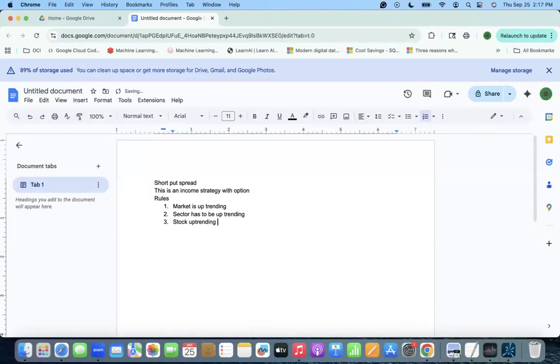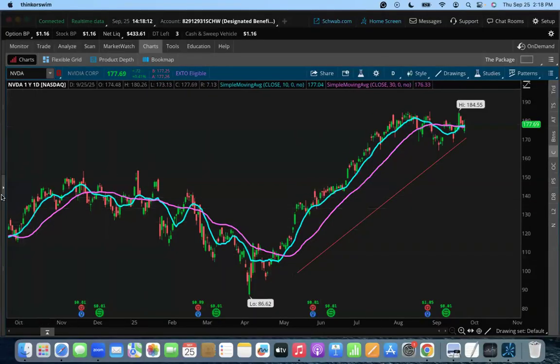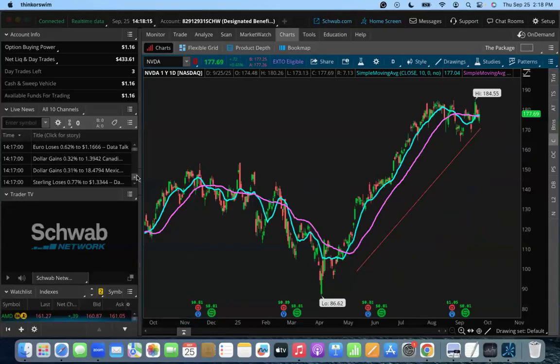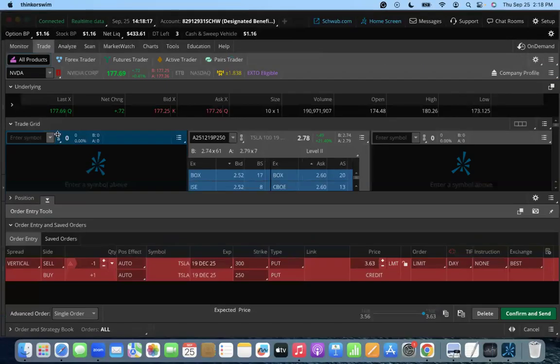Now that doesn't mean that I'm going to place the trade, but I have some other things to look at, right? So a short put spread is like you are making some money by placing a higher strike short put and a lower strike long put, right? Let me give an example. Let's take Nvidia as an example and go to the trade section.